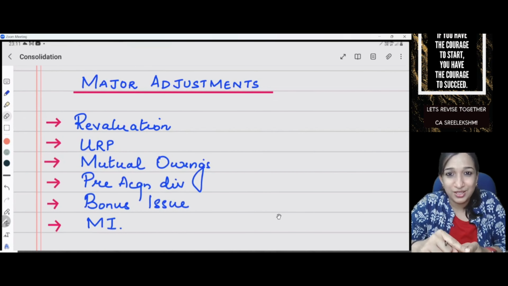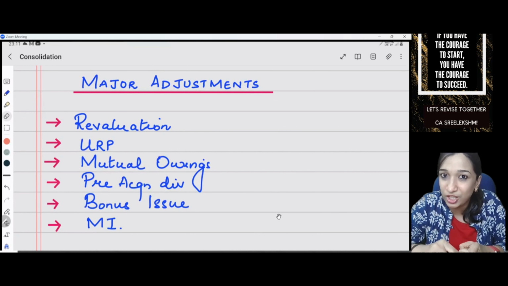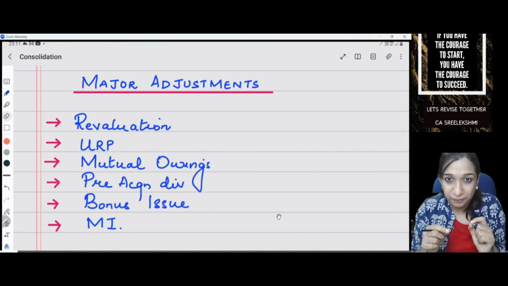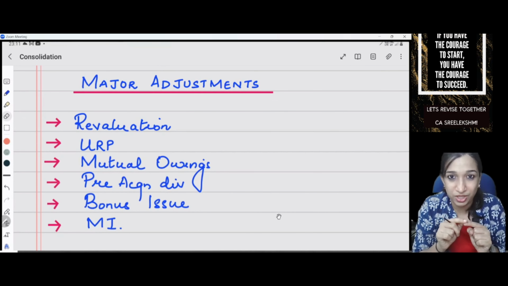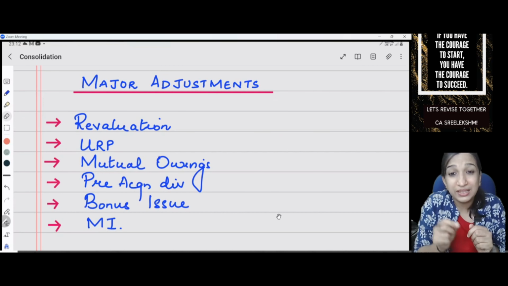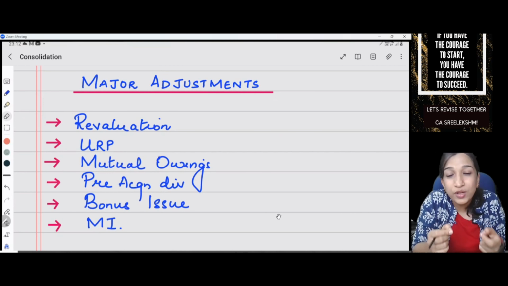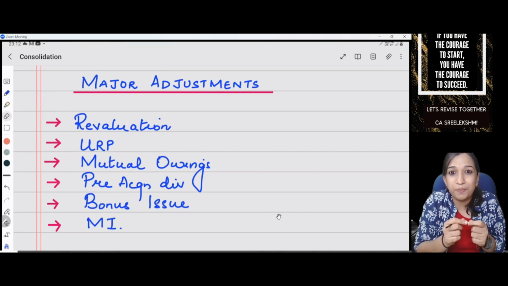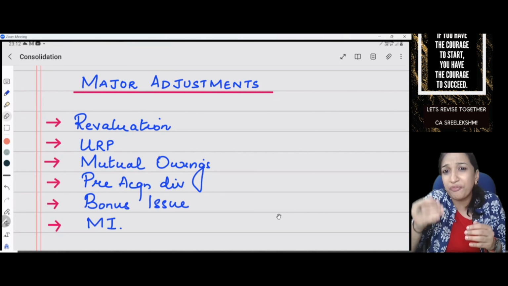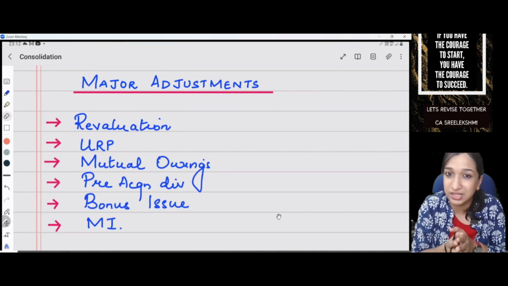Most of the questions you will find this revaluation adjustment. What is this revaluation adjustment in consolidation? Listen carefully. On the date of acquisition, the parent, the holding company, revalues the assets of the subsidiary company. And that accounting effect is not given by the subsidiary company. The subsidiary company would not have accounted the revaluation of these assets in its separate financial statements.